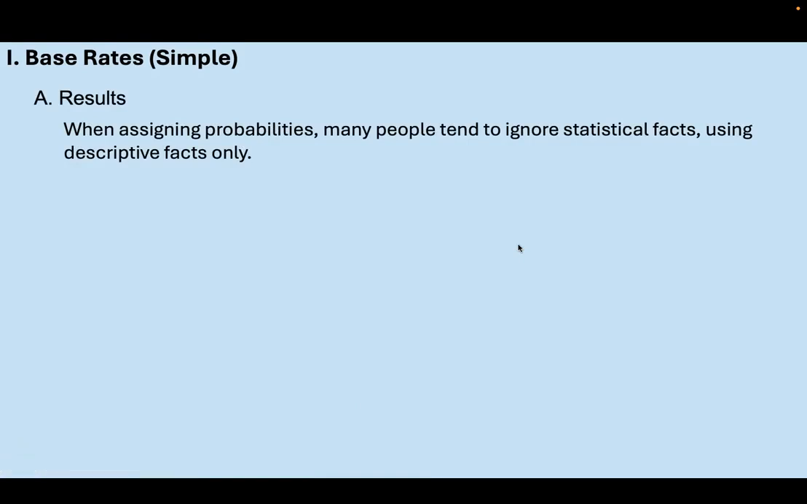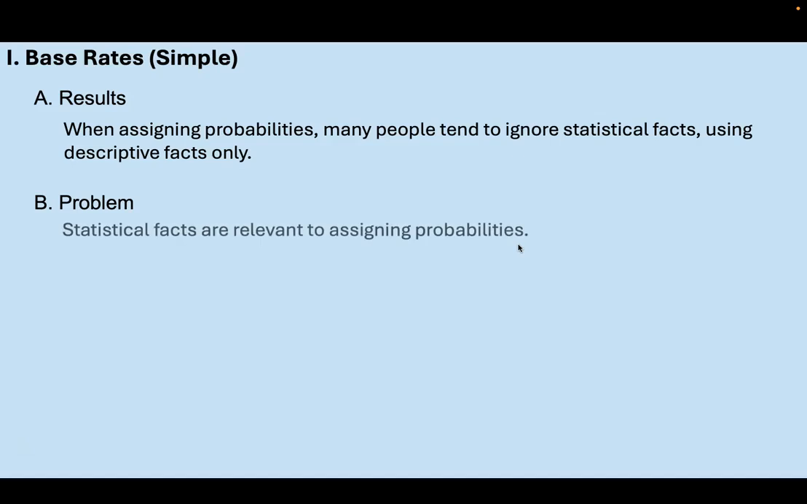Okay, so here's the result you get from experiments. When assigning probabilities, many people tend to ignore statistical facts, background statistical information like the base rate, and use only descriptive facts like, Dick is good at talking. And this is a problem because statistical facts are relevant to assigning probabilities, and you shouldn't ignore them.